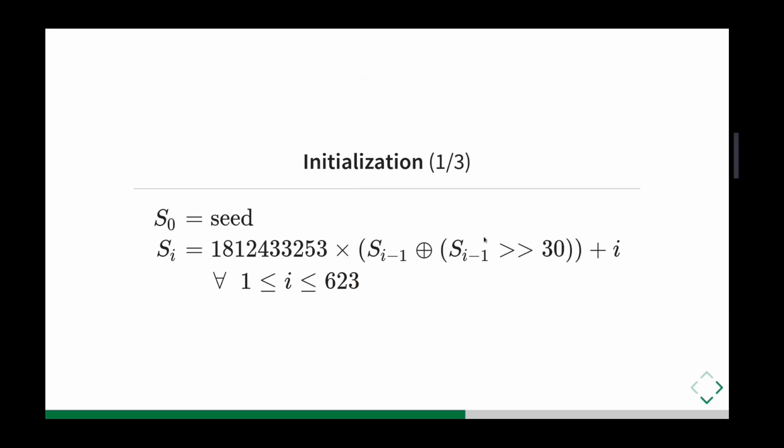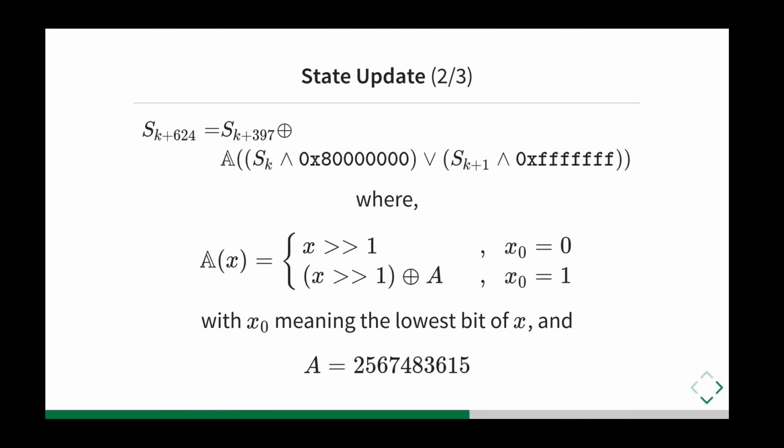You can actually implement it in C code. This is implemented in C, and this is the state update. The thing to note here is that to compute S of k plus 624, we use only 3 previous state values: S of k plus 397, S of k, and S of k plus 1. All the rest is just constants, masking bits with AND and OR.